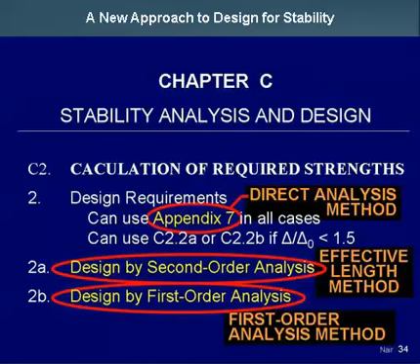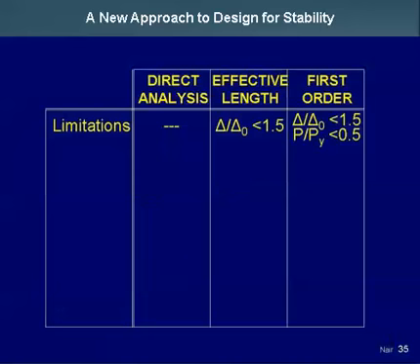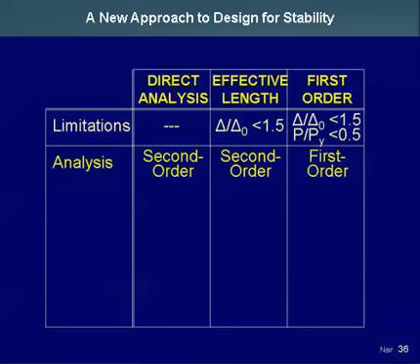Okay, so these are the three methods: direct analysis method, effective length, first order. Let's compare them. Limitations: there are no limitations for direct analysis. There are limitations for the others, as you can see. The analysis, for the first two, you need a second order analysis. For the first order, obviously you don't. And again, anytime I say second order analysis, that can be a first order analysis amplified by B1 and B2. That is a second order analysis when you do that.